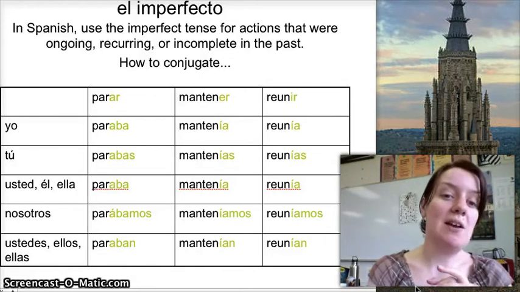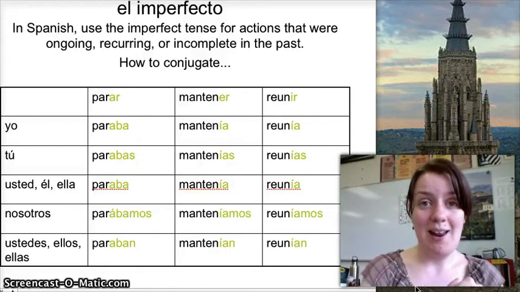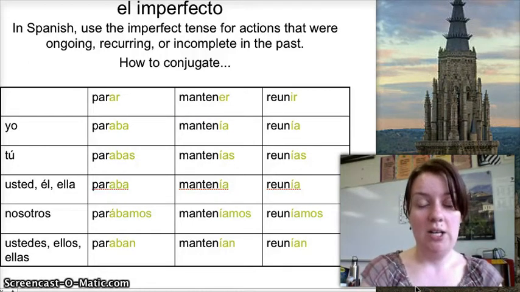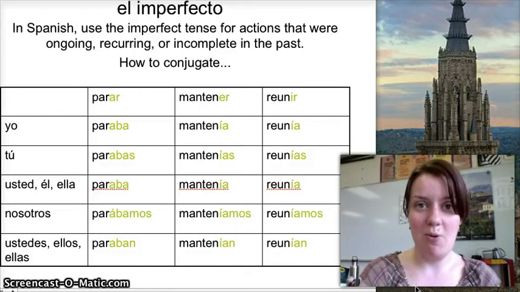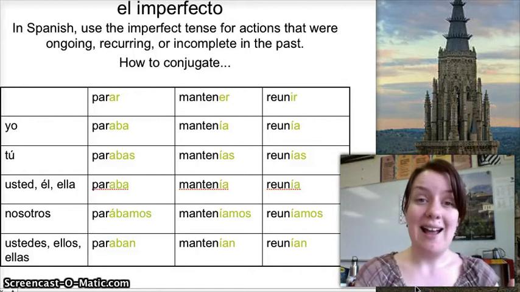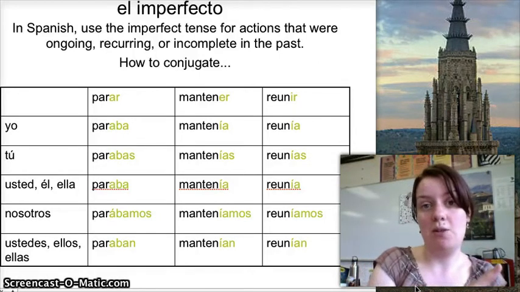Endings is everything that's in green. So for AR verbs, aba, abas, aba, ábamos, and aban are your endings for every AR verb. So I give you mirar, you know it's miraba, mirabas, miraba, mirábamos, miraban, and so on. Notice the accent on the nosotros form, and don't forget that it's the syllable that comes before the B. That's where you put the emphasis.